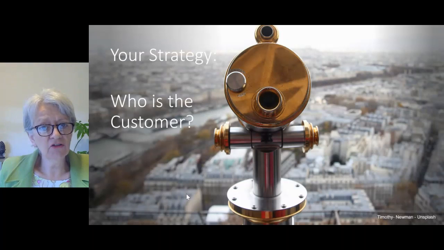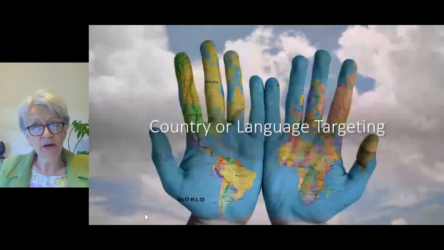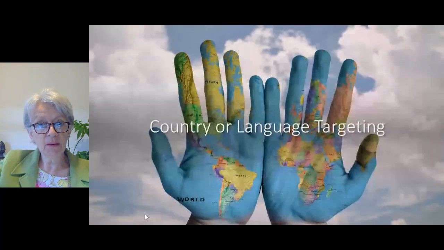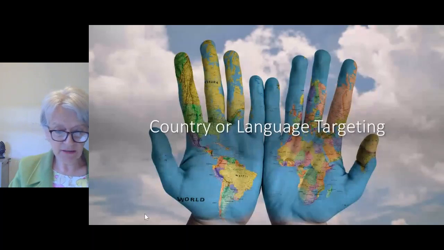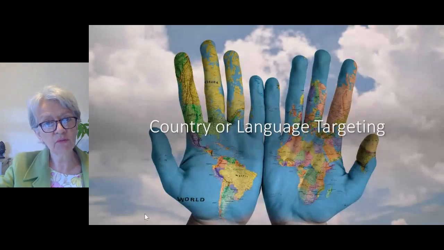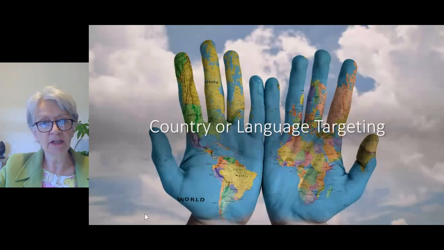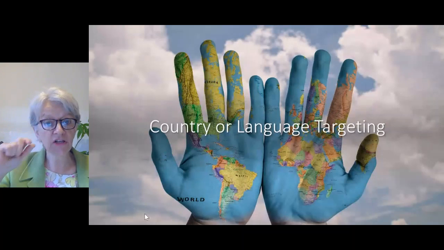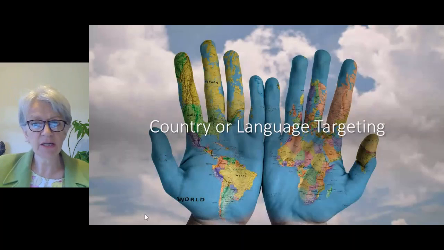In terms of country or language targeting, in the top right-hand corner, preferably of your website, not down at the bottom, and I'll explain why later, in the top right-hand corner of the website, you want to give people the option of selecting a country or a language.